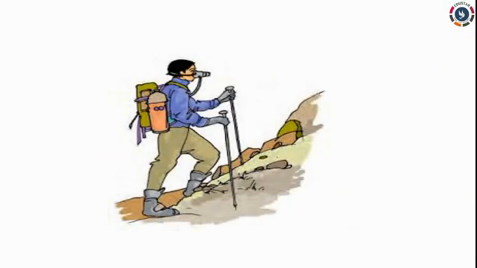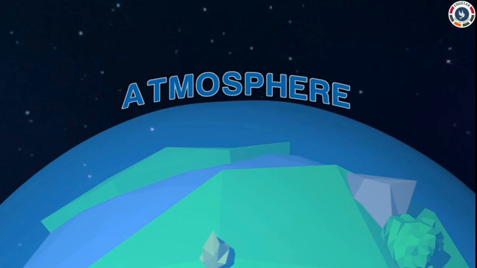As we go up on the mountains, the amount of air decreases. We may have difficulty in breathing. Many mountaineers therefore carry oxygen cylinders when they climb. The atmosphere helps us in many ways. Shall we see that?